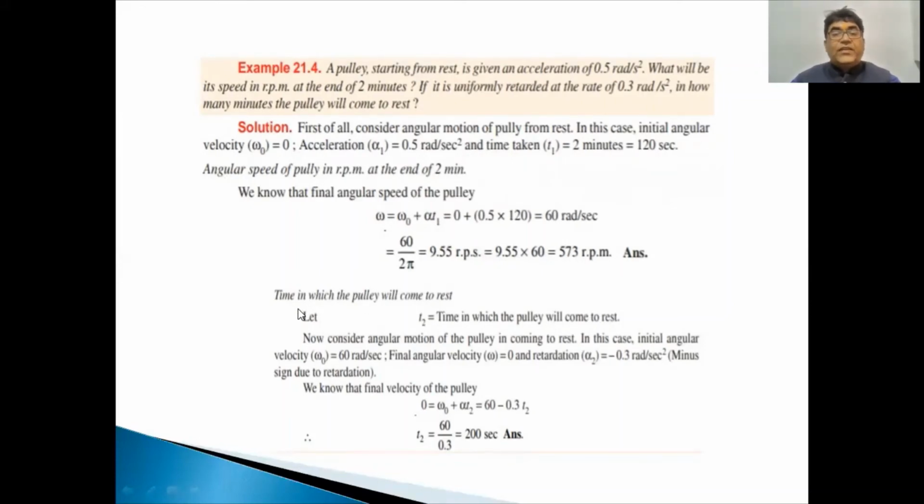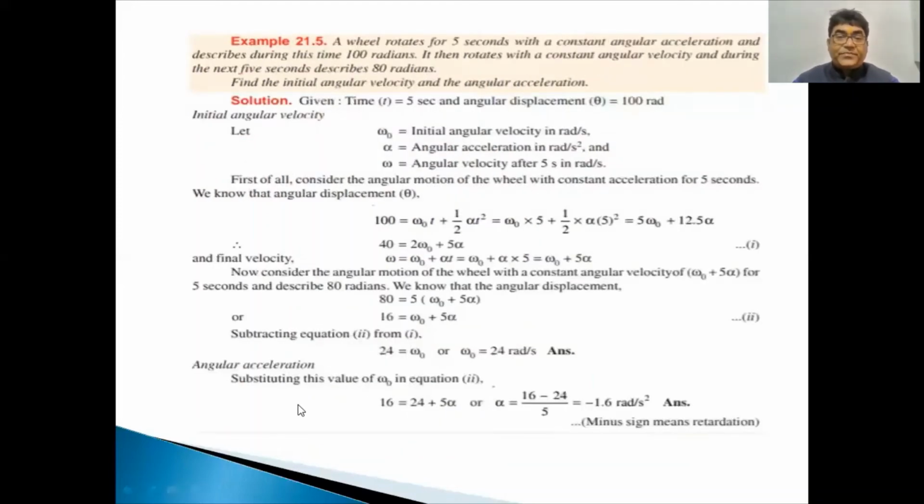So switching on to the next part, we have to find the time t2 in which the pulley will come to rest. Applying the formula, here alpha, the angular acceleration, that is retardation, is given as minus 0.3 radians per second square. So omega is equal to omega 0 plus alpha t2. 0 is equal to 60 minus 0.3 t2. We will find the value of the time t2 is equal to 200 seconds.